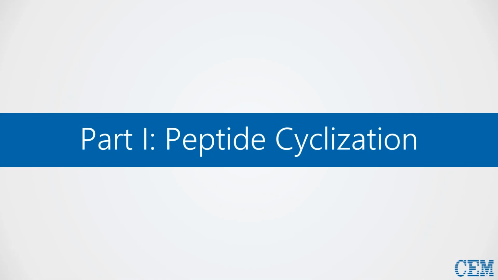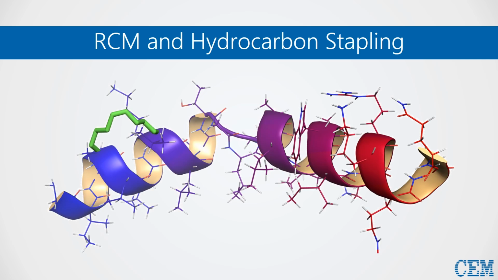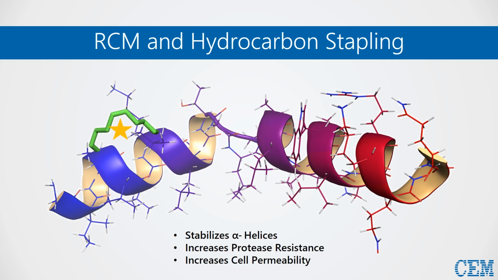Now let's begin by looking at the methods of peptide cyclization possible on the Liberty Blue. First, let's look at RCM and hydrocarbon stapling. You can see here that stapling is a form of cyclization which joins the side chains of 2 amino acid building blocks. Stapling is known to stabilize alpha helices and has been shown to increase protease resistance and increase cell permeability.